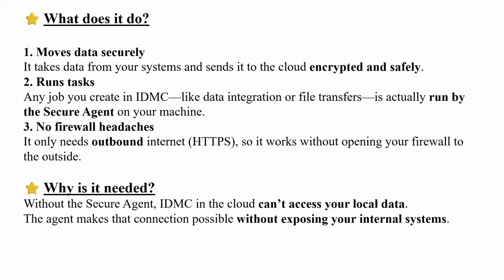So Secure Agent has majorly two tasks. First one, as I said, moving data from your system to the IDMC securely, as it will be encrypted. That's why we are telling it is secured. Next one is running the tasks, like the mappings and everything which we have created in the IDMC, which are actually run by the Secure Agent. Then another important point is it only needs outbound internet, so it works without opening a firewall. We need a Secure Agent. Without a Secure Agent, IDMC cannot access the data in our local system or the server.